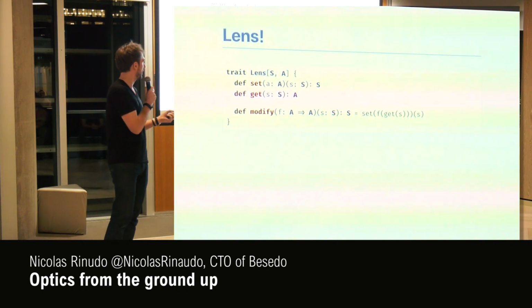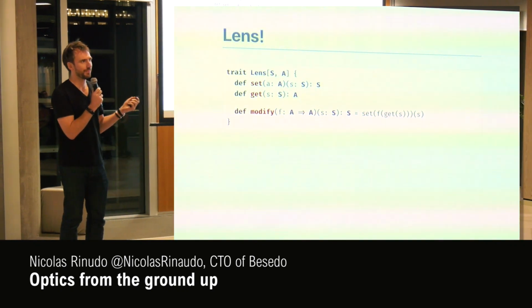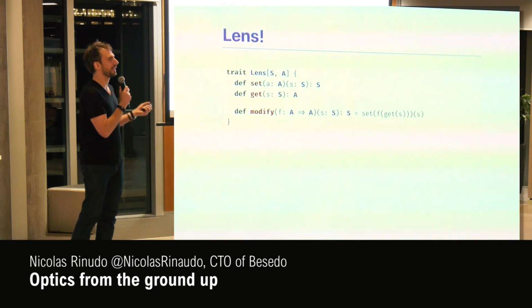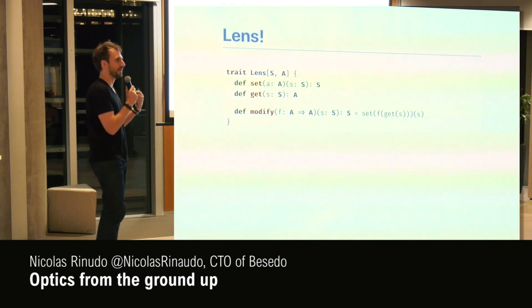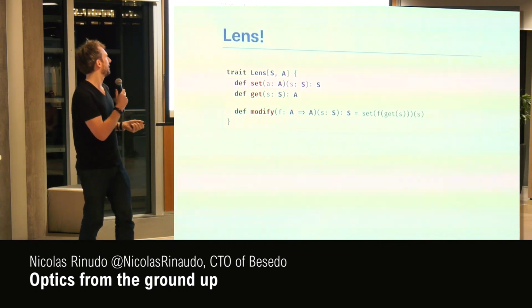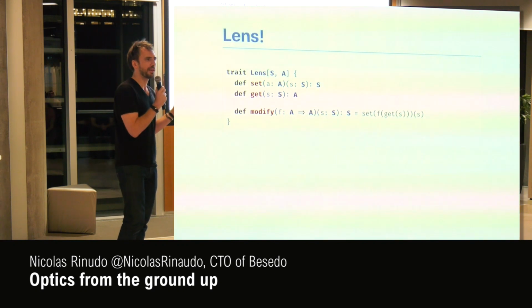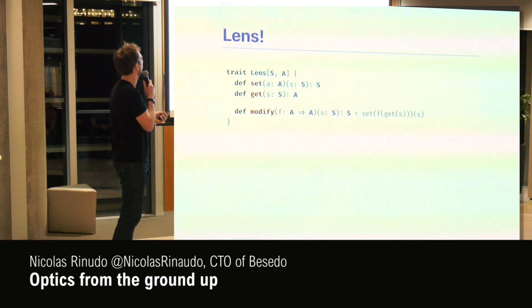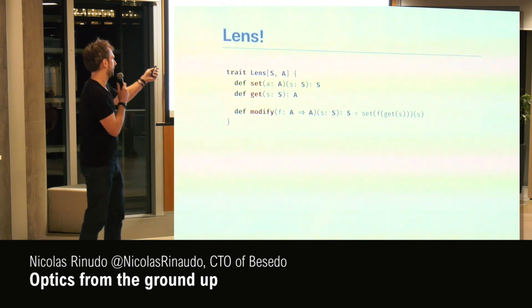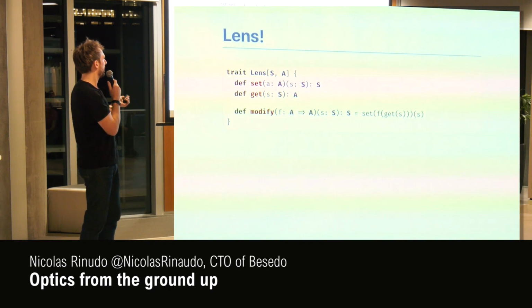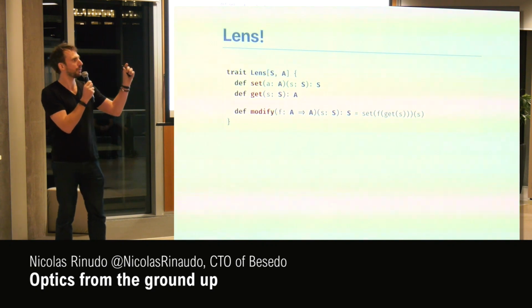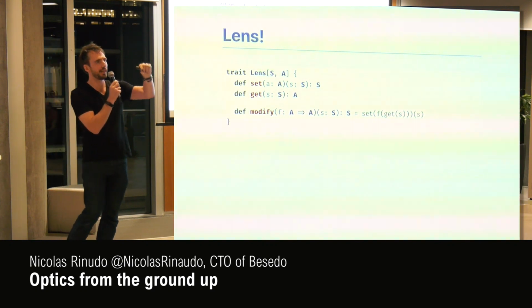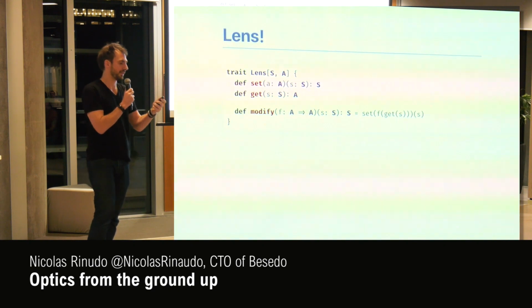How could we call that? Well, a lens. Because it sounds nice and esoteric, and it's from another branch of science. We like to have these things. I'm personally not a very big fan of the names in optics. They scared me away from the thing for so long that I'm going to make fun of them a bit. But this is what a lens is. This is something that allows you to focus on a specific part of a product type and work with it.